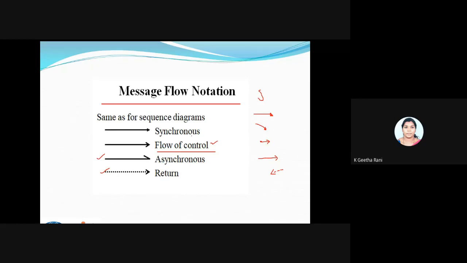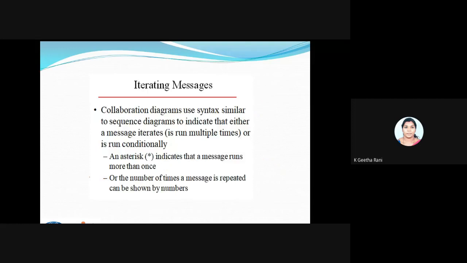It just has the message. It's going to just pass a message between the two objects. Fine. So these are the message flow notations. For our collaboration, these are the only 4 message passing notations. Fine. So next comes the type of message passing.